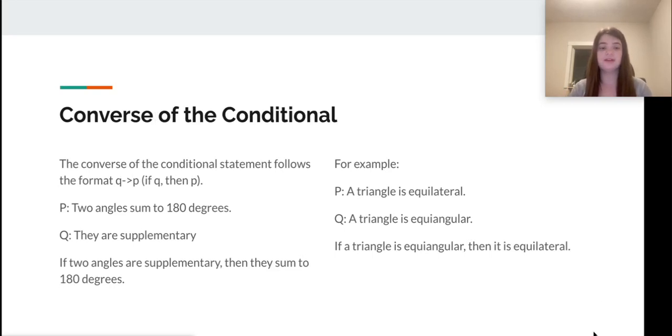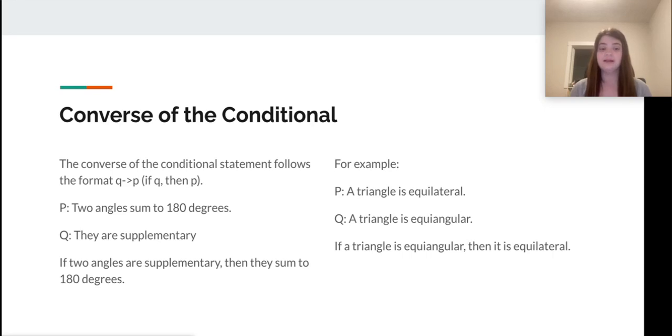The converse of a conditional. The converse of a conditional is where we switch the hypothesis and conclusion around. So instead of if P then Q, like we had for our conditional, it's now if Q then P, or Q implies P. So let's take that first example from before, where P is two angles summed to 180 degrees, and Q is they are supplementary.